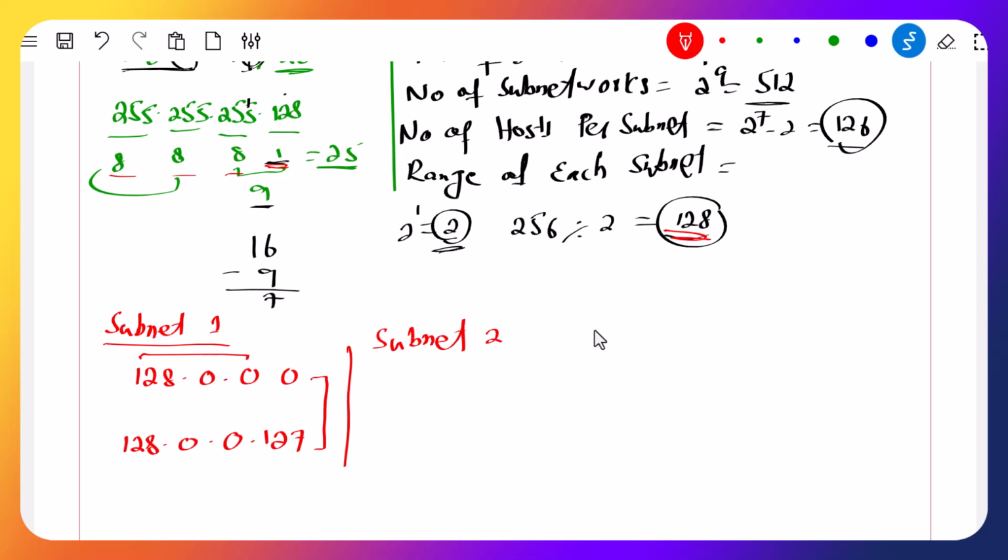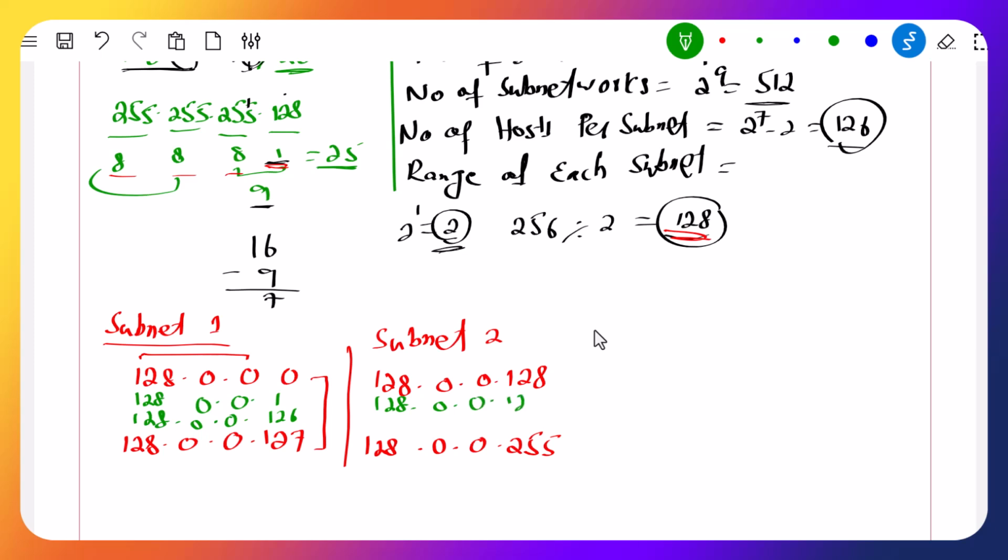Subnet 2: 128.0.0.128 to 128.0.0.255. The first valid address is 128.0.0.129 and the last is 128.0.0.254, and same here. Okay. How will it give us 512 subnetworks?